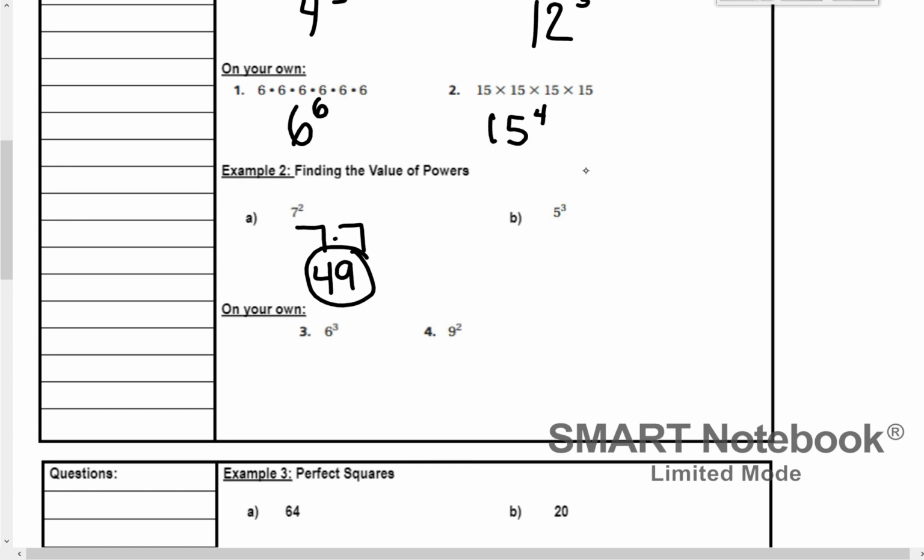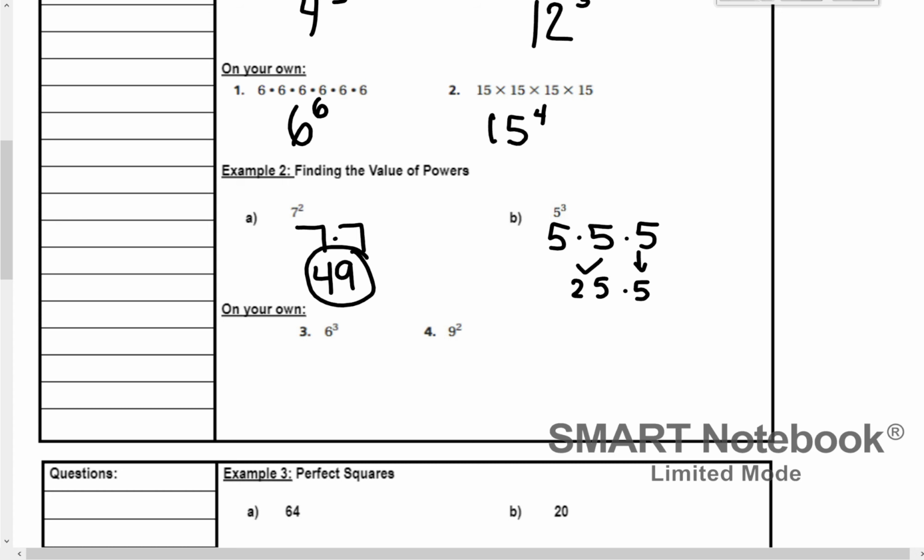So for letter B, 5 is our base, so 5 is being multiplied. And our exponent tells us how many times it's being multiplied. So 5 to the 3rd is 5 being multiplied 3 times. Now remember when I said we cannot multiply 3 numbers all together at once. So we have to group 2 together. So 5 times 5, we're going to group together to be 25. And then we're going to bring down that last times 5. And we're going to do 25 times 5.